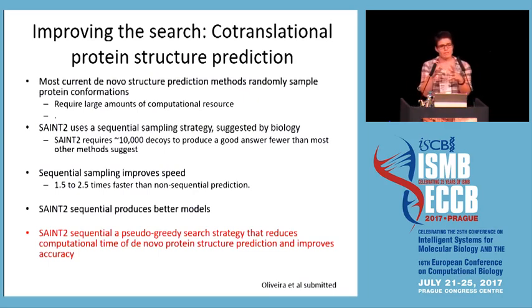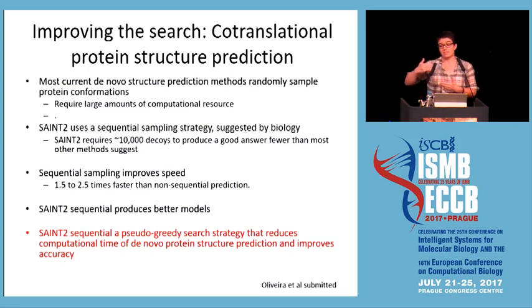So improving the search in this way, in this co-translational protein structure prediction way, is really thinking about the fact that currently de novo structure prediction methods randomly sample protein conformations. And that does require large amounts of computational resource. It's a computationally intensive problem. And earlier in the talk, they were talking about the fact that you can't do large-scale analysis sometimes using some of these methods because it's too slow. So thinking about ways that can make it faster are clearly very advantageous.